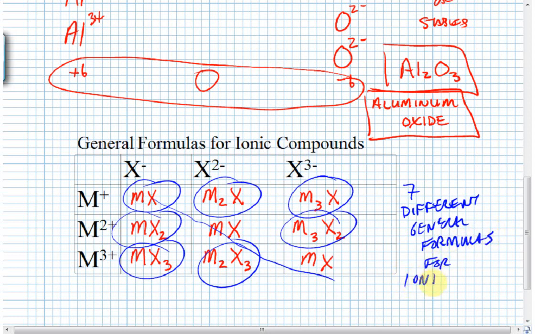All right. I hope that helps. In the next session, we'll just throw in a little bit about polyatomic ions, and then we'll be done with talking about ionic bonding. Hope you're finding this useful.